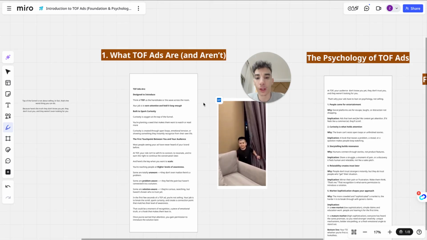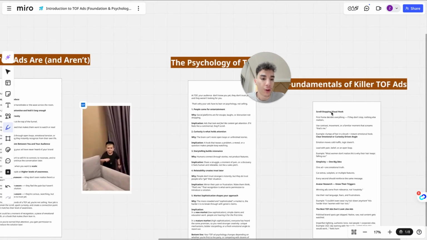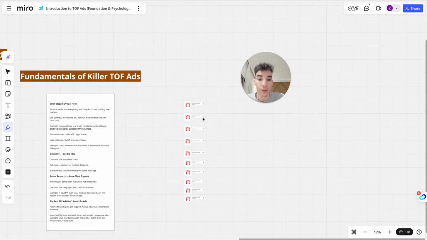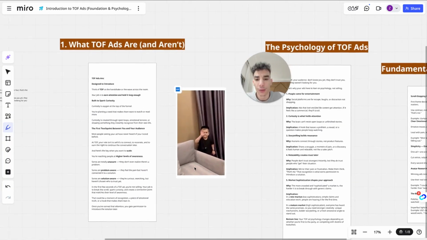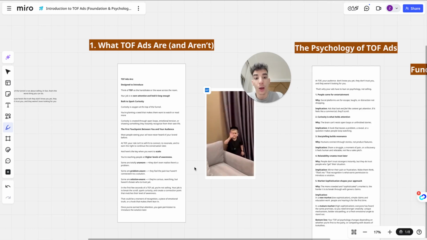So now let's talk about top of funnel ads: what they are, what they aren't, what their job is, the psychology of them, and then the foundation of them. Then we're going to bring some top of funnel ads as examples, to show you how they do the job they're supposed to do.